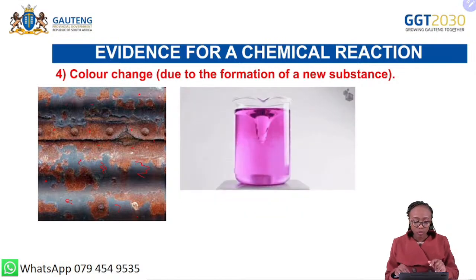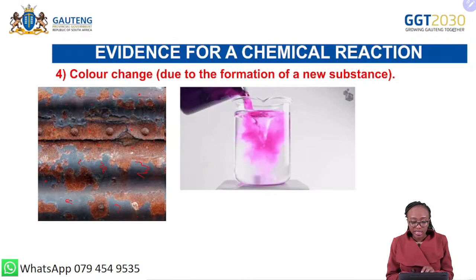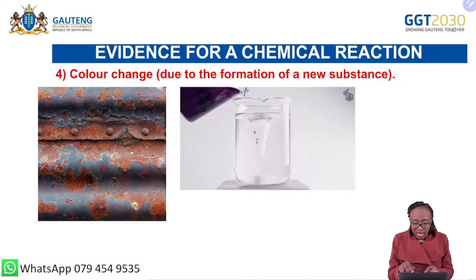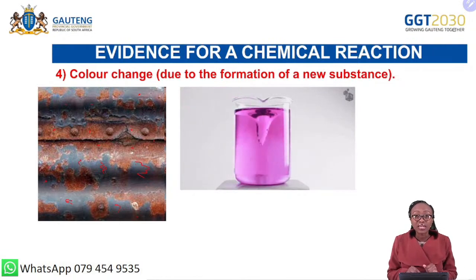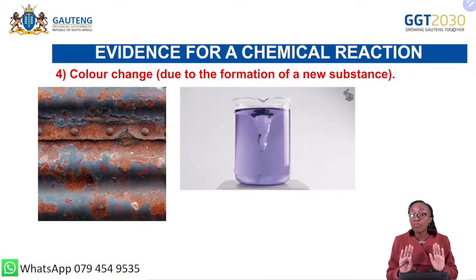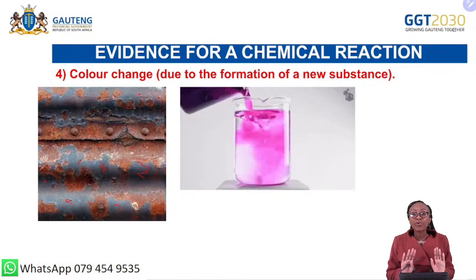I've got another picture with me here. These were 2 chemicals. The first one was clear, and the second one was purple. But when the 2 were mixed, the end result is green. So the new substance is different from both of the old substances, so from both reactants. The product is different.